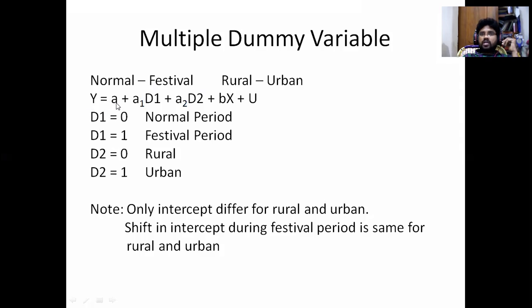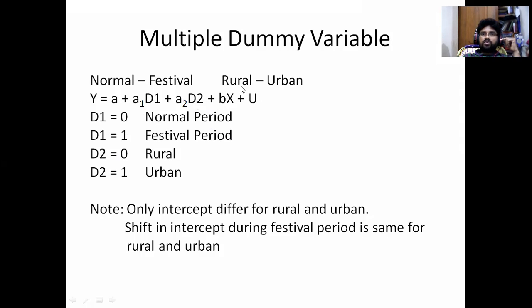See, y is equal to a plus a1 d1, there is a dummy one for normal and festival, plus a2 d2, that is rural and urban, dummy variable 2, plus bx plus u. As you know, d1 is equal to 0 for the normal period and 1 for the festival period. For d2, take 0 for rural and 1 for urban. Don't be confused. You can put 1 here or 0 here, but you need to be careful about what is 0 and what is 1.